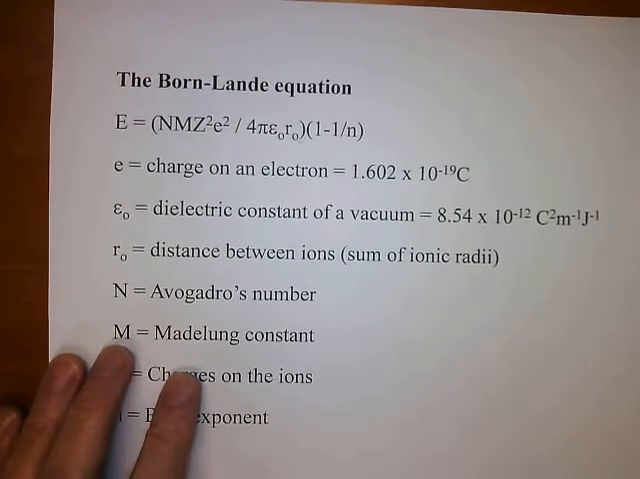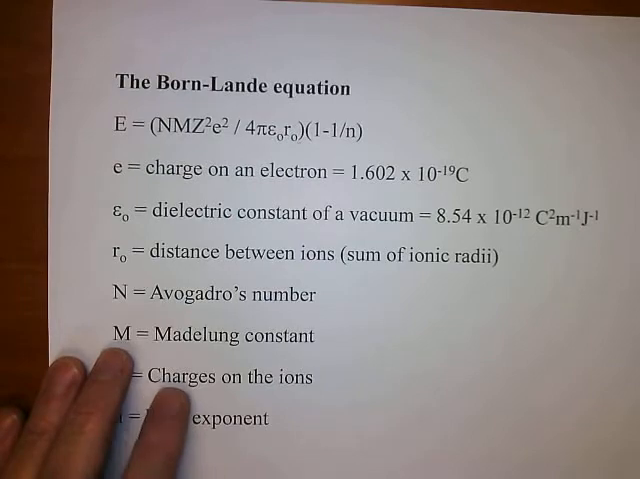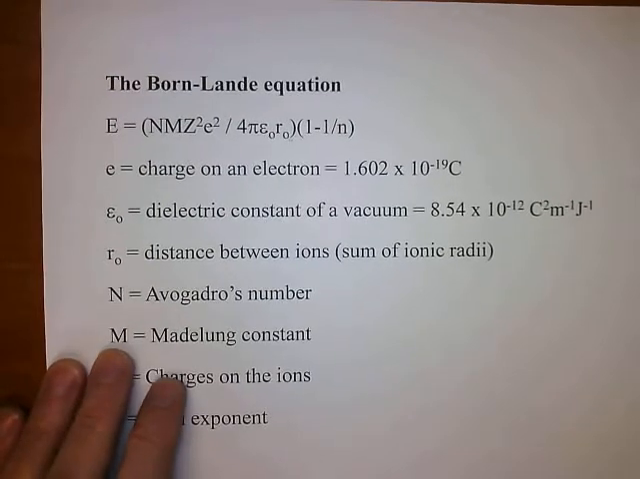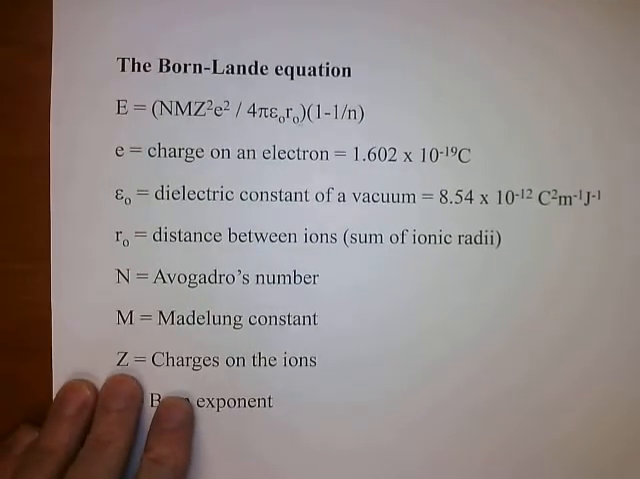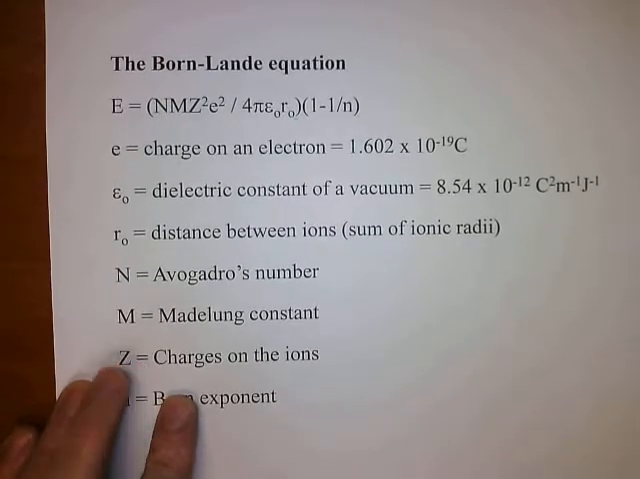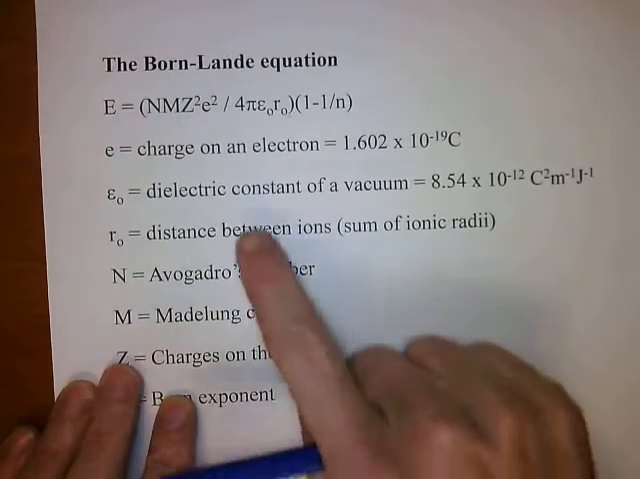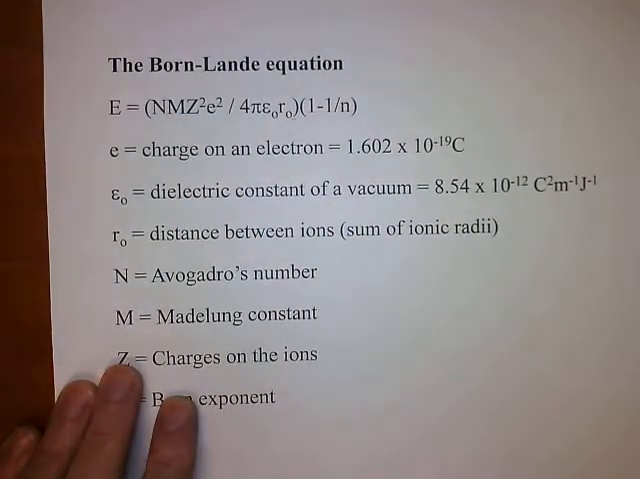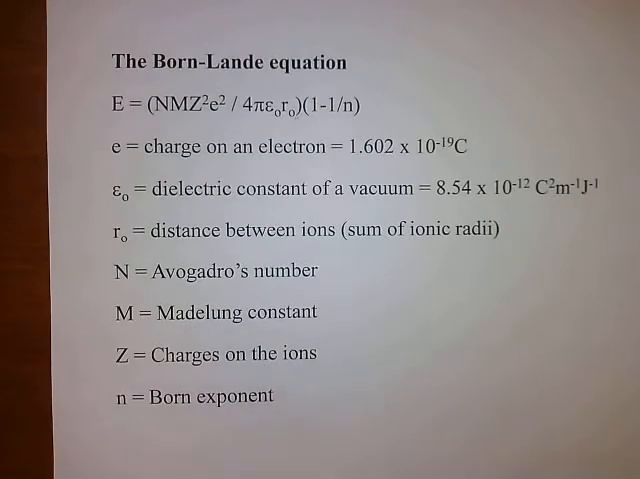M is the Madelung constant. I'll have to talk about what that means. Z is simply the charge on the ions. If you're dealing with a plus one and a minus one, you can leave that out. If it's a plus 2 and a minus 2, you'll have to use a 2 there, okay? And then N is the Born exponent. I'll talk about what that means.